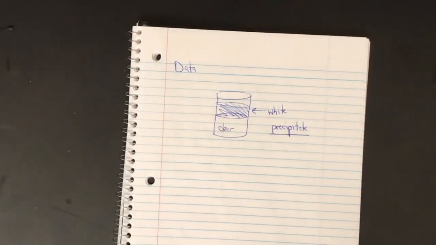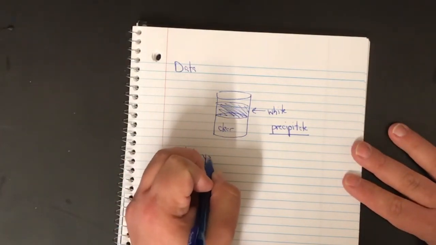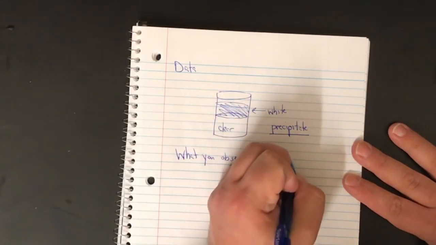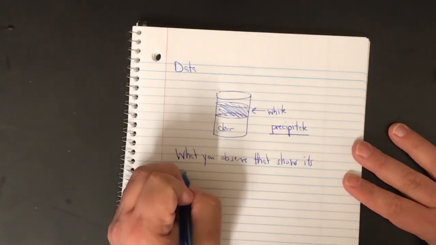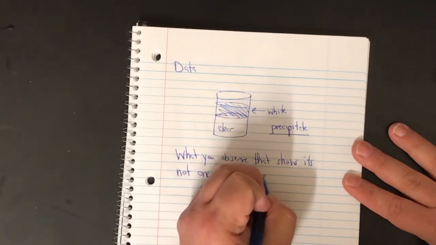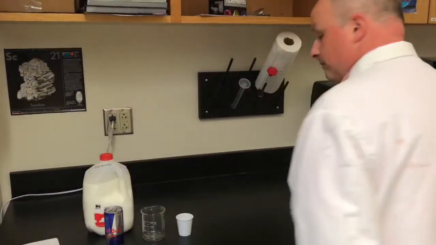And all you have to write down for your data is what you observe that shows that it's not one of the ingredients. So this is not going to be numbers. There's not going to be a table. You're just going to describe what do you observe about that precipitate that shows that it's not the same as the ingredients that went in. All right? That's it for your notebook.